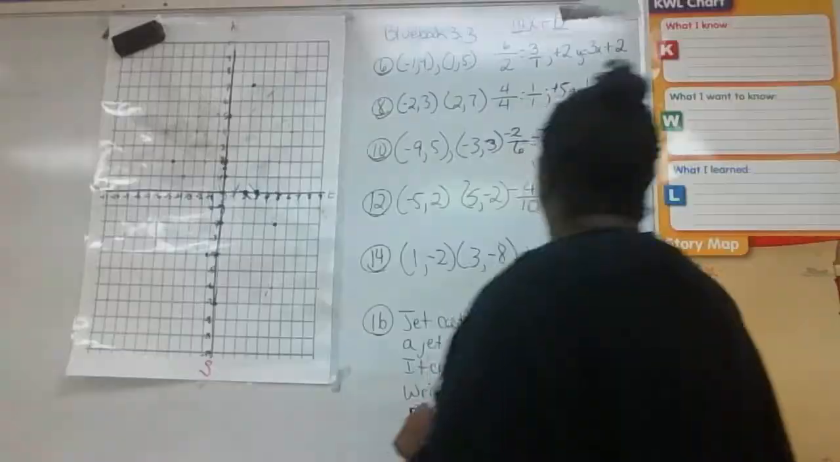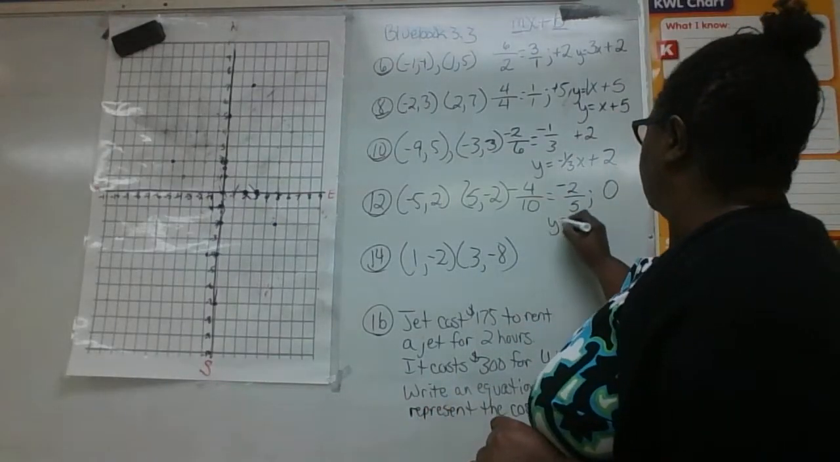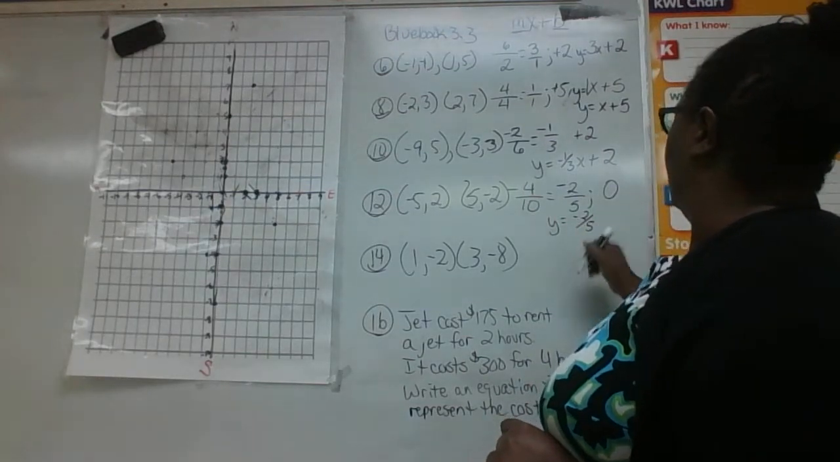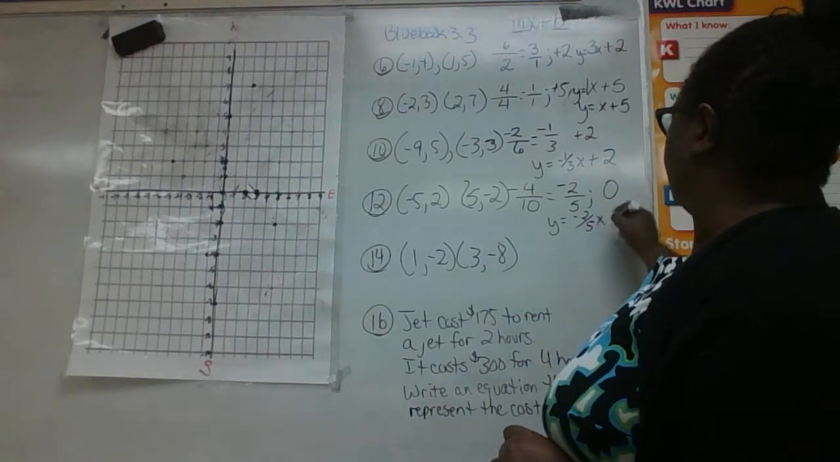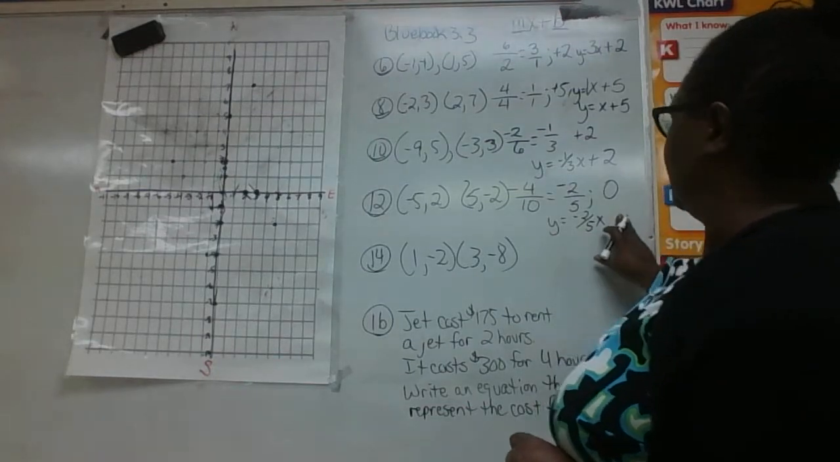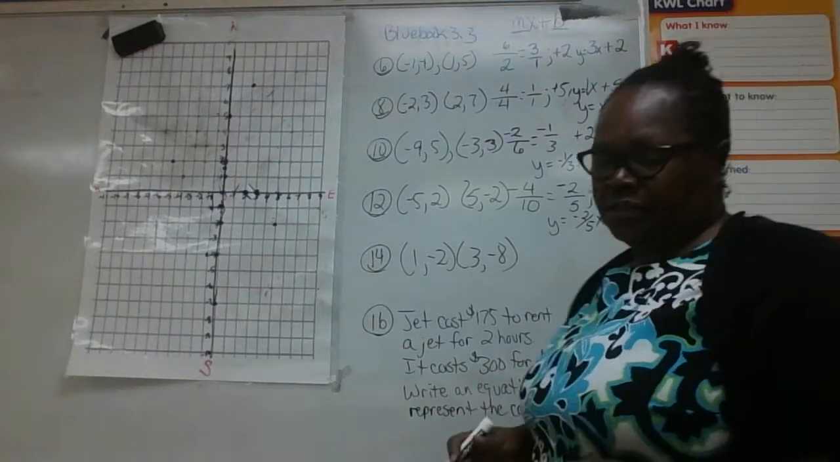Okay, so therefore our equation is written y is equal to negative 2/5 x, and because the intercept is 0, we do not indicate a number in place of our b.